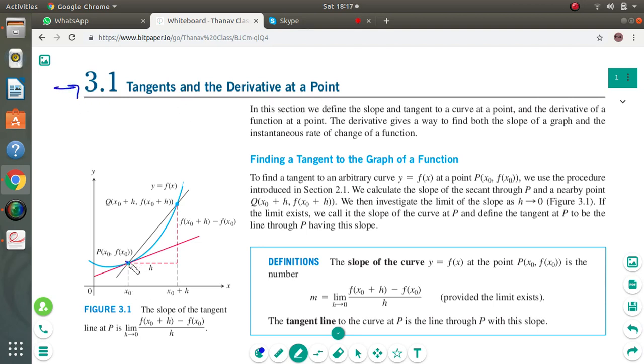So at this point it is y equal to f(x). Now let's draw the tangent at this point. This point is x naught plus h, and this point is x naught here we have. So limit h tends to 0, f of x naught plus h minus f of x naught, whole divided by h. This will give the dy by dx.